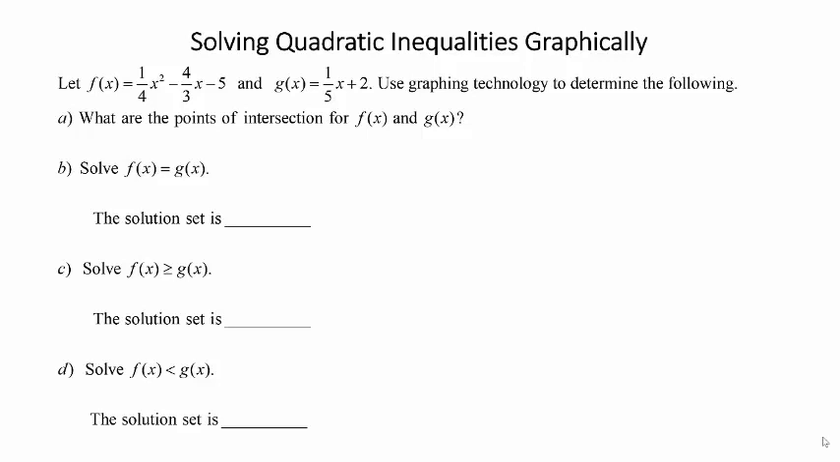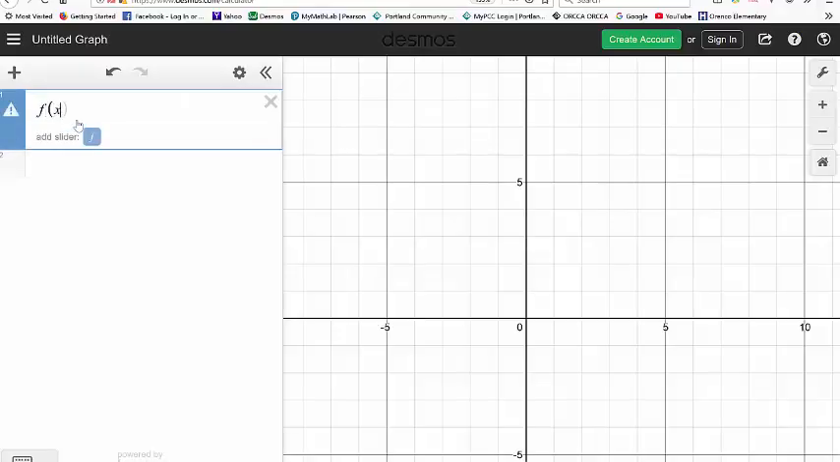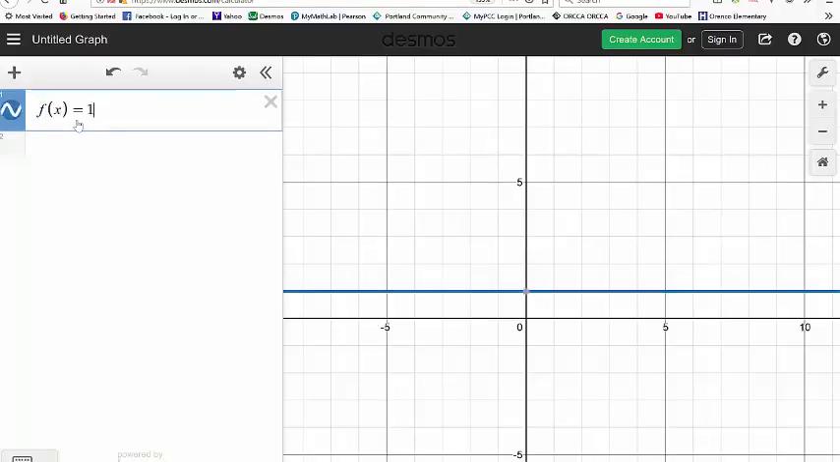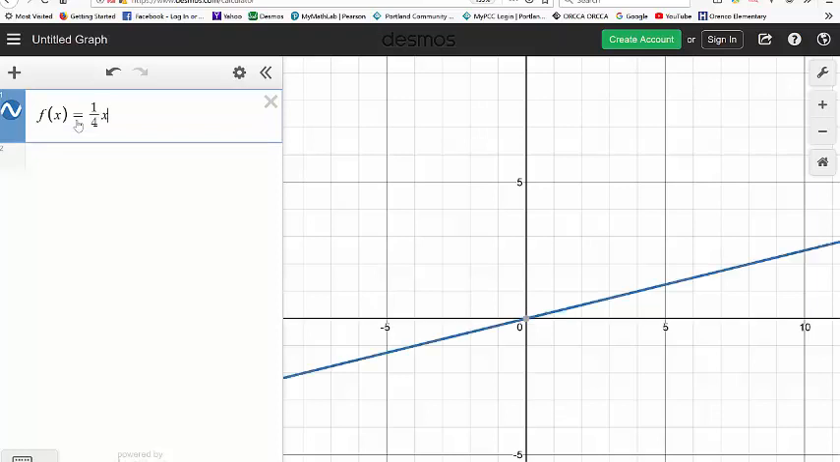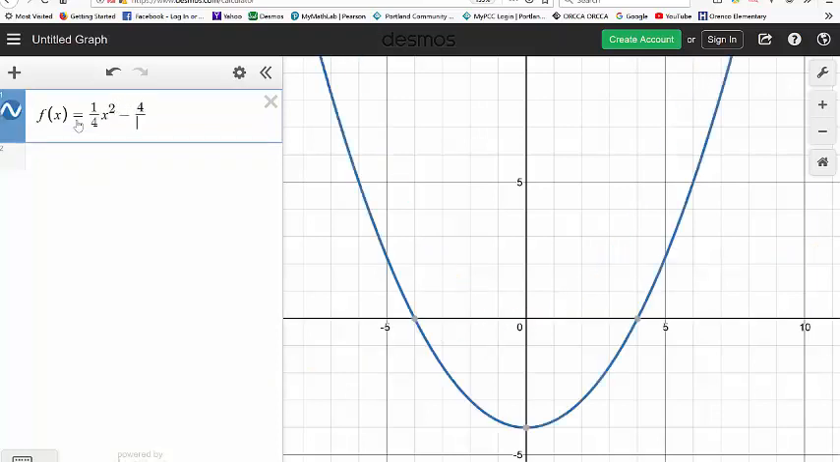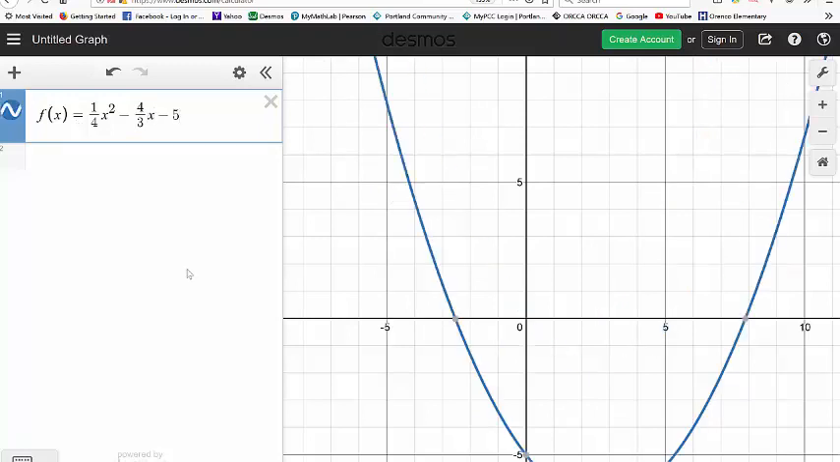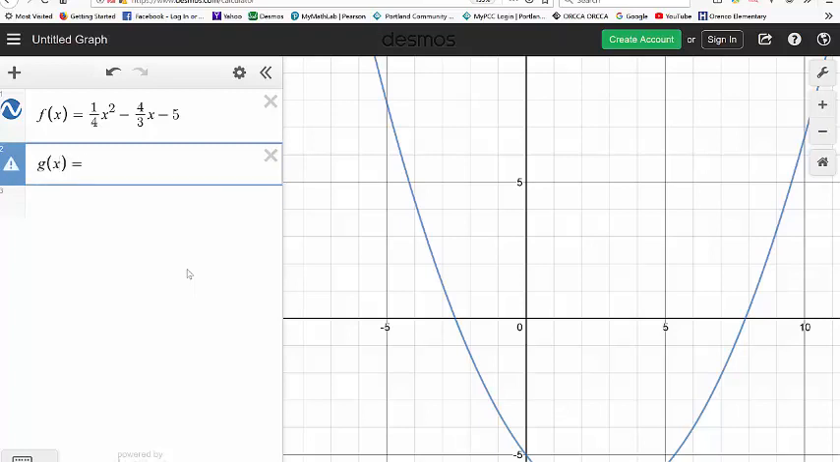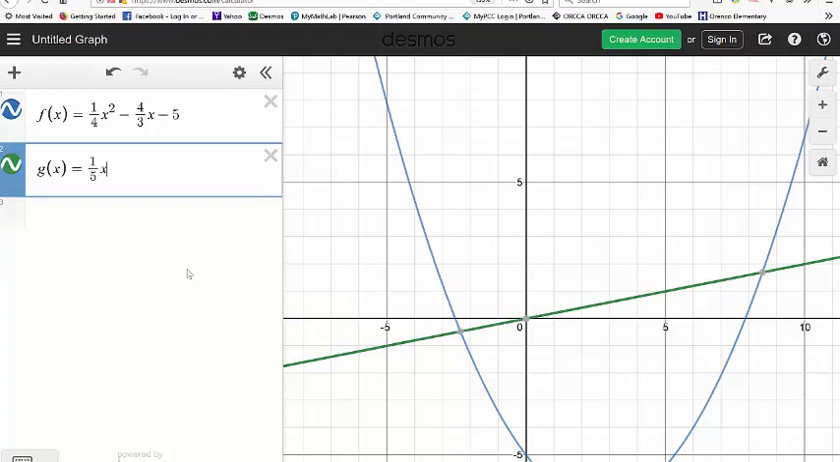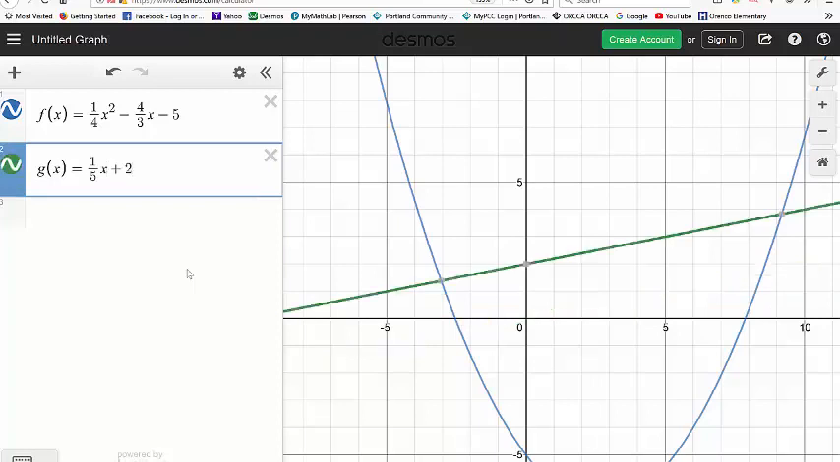So the first thing, of course, is to get both of these functions entered into Desmos and find their intersection points, right? That's our first question. So let's do that. The first function that we're going to enter is f of x equal to 1/4 x squared minus 4/3 x minus 5. Okay, so that's f of x, that great big blue parabola there. And then g of x, what did we say it was? 1/5 x plus 2.